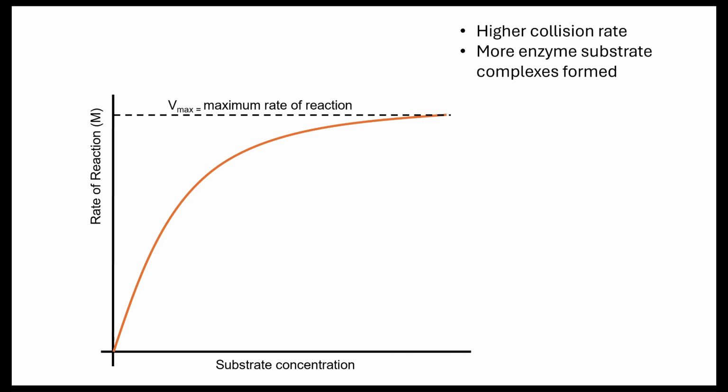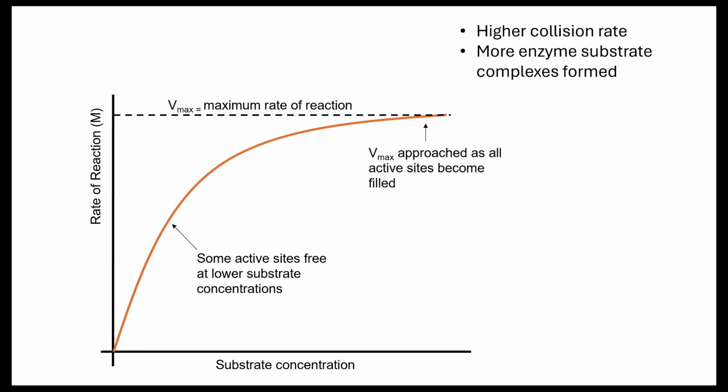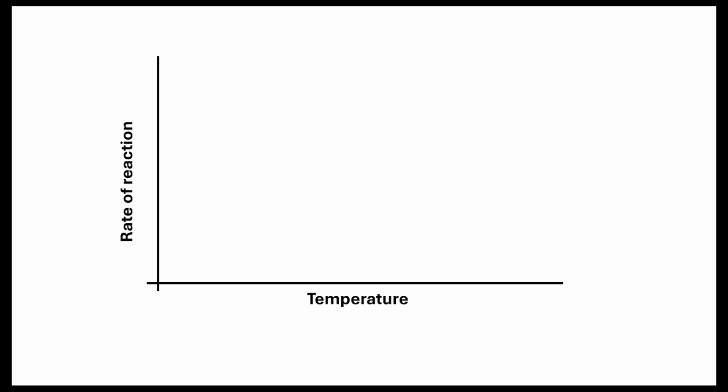Now it's important to note that this higher collision rate means more enzyme substrate complexes forming. Before, some of those active sites were actually free when there was a lower concentration of the substrate, so the substrate concentration was limiting the rate of the reaction. Now as we get up to that Vmax, all those active sites have become filled, and therefore it doesn't matter how much more substrate we give to the solution, it will only work at that Vmax rate.